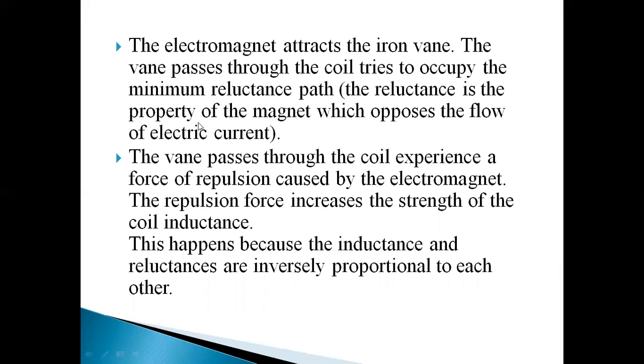So here the electromagnet attracts the iron vein. Why? Because it's a magnetic material. It tries to attract this vein. The vein passes through the coil, tries to occupy the minimum reluctance path. The vein passes through the coil, experiences a force of repulsion caused by the electromagnet. The repulsion forces increase the strength of the coil inductance. This happens because the inductance and the reluctance are inversely proportional to each other.